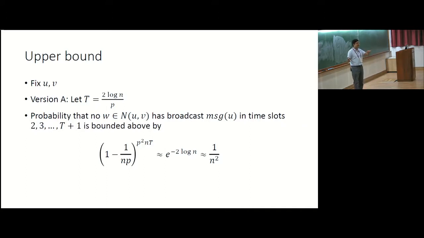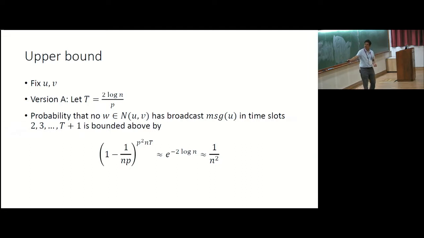So for a given pair U and V, V receives U's message within this many rounds with probability 1 minus 1 over N squared, and a union bound says that for all pairs, they receive the message. So that's all.